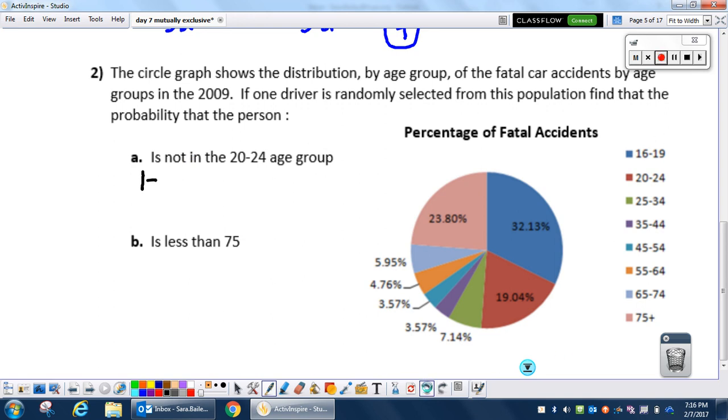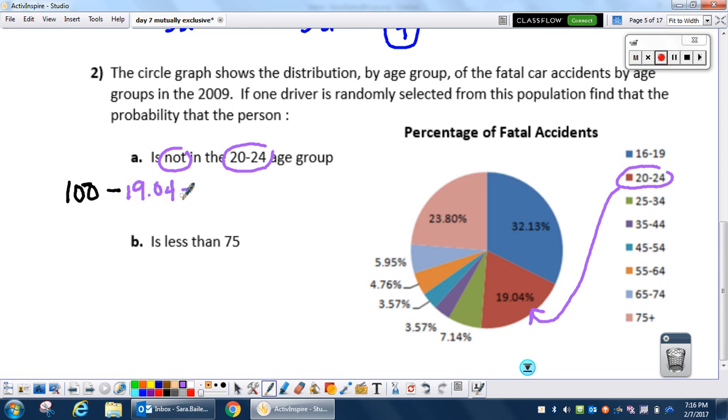So instead of 1, this time we're going to use 100, because it's going to be 100% minus, take out however many are in the 20 to 24 age group, which 20 to 24, I'm going to point you into this direction. Okay, and it's going to be 19 and 4/10ths. Okay, so 80 and 6/10ths percent of the fatal car accidents were from people not in the 20 to 24 age group.